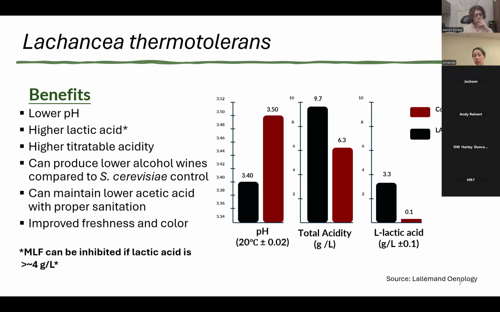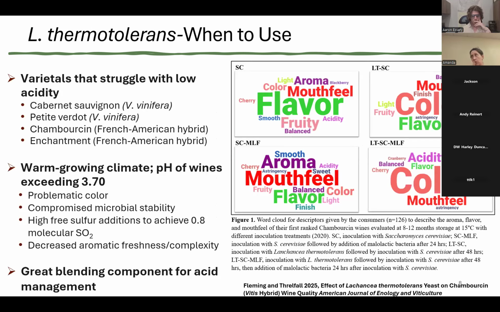So what I found to be most successful is to actually do a co-inoculation. So you would add your Lachancea thermotolerans, maybe 48 hours later, add your Saccharomyces cerevisiae to your grape must, and then 24 hours later, do a co-inoculation with a malolactic bacteria. And then lots of times that MLF will complete. So in my PhD research, I did that, and the malic acid was consumed entirely by the end by both the Lachancea thermotolerans and the malolactic or the Oenococcus oeni bacteria.